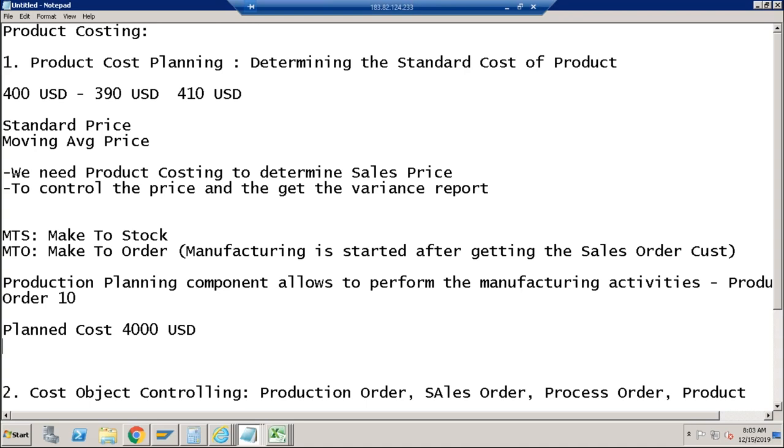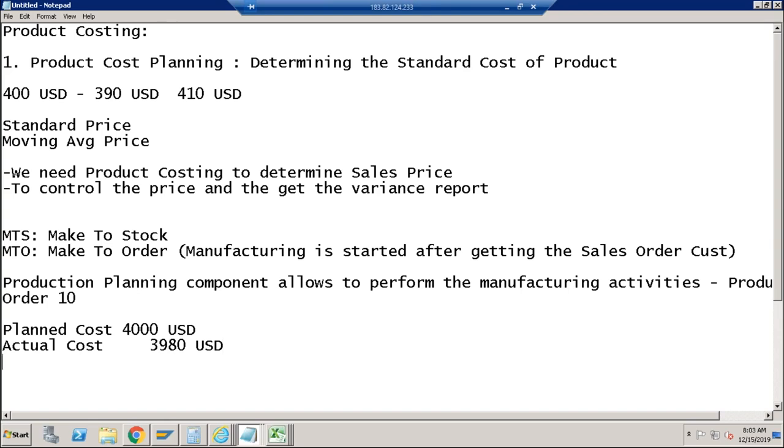At that time, we will see what the actual cost is. What was the total actual cost incurred in order to manufacture these laptops? Let's say the total cost was 3980 USD. In this case, we are able to manufacture at a lower cost than the planned cost, right? So there is a variance. There is a variance of 20 USD, but this is called a favorable variance.